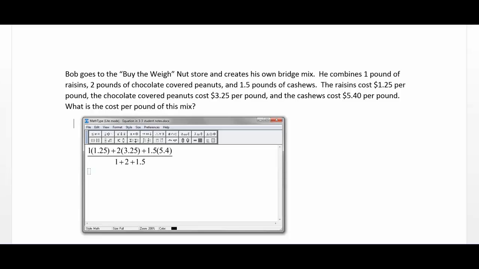So if I add that up in the calculator, we get 15.85. And then let's see, so 4.5 for that. And so I type that in the calculator and I get that it costs him per pound 3.52. So $3.52 for his special nut mixture. Anyways, this is a weighted average. We do this with grades. So there you go.